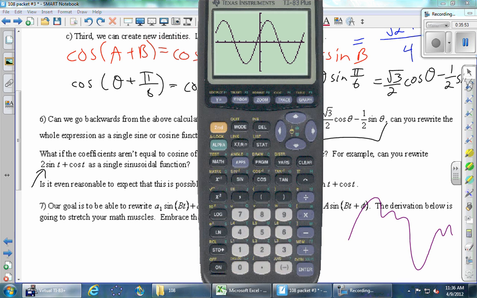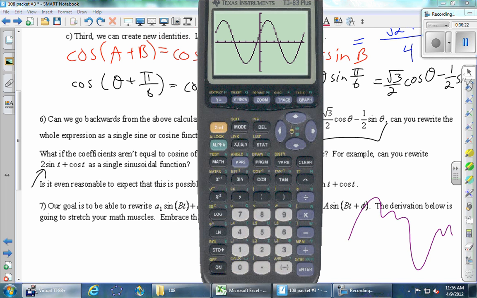How high does it get? Is it 2? Looks like it's over 2. So there's some stretching happening. I see a 2 in the front and I see a 1 in the front. Somehow that ends up getting a little higher than 2. What about the period? This is minus 2 pi to 2 pi. What does it look like? That looks like 2 copies there. So what does it look like the period is? Looks like it's 2 pi.